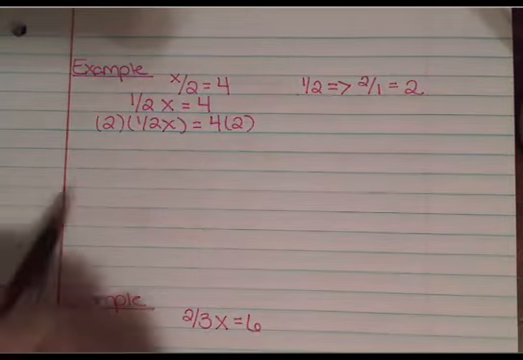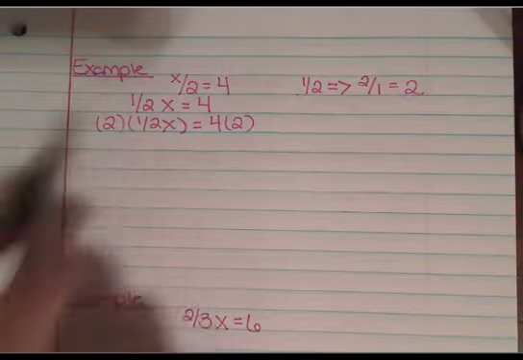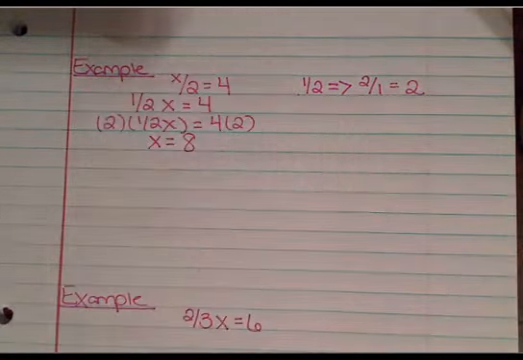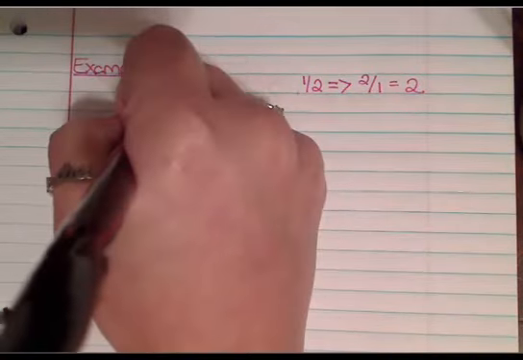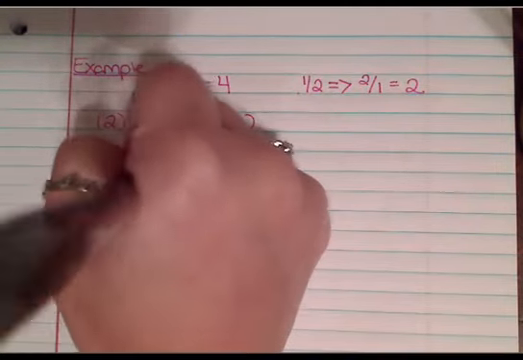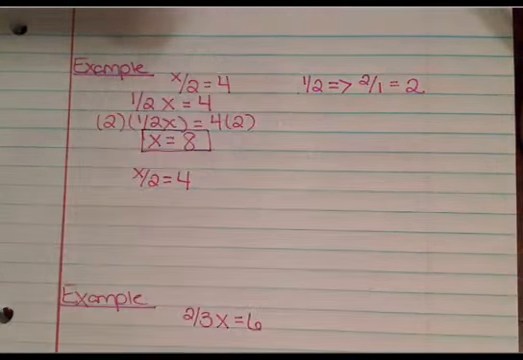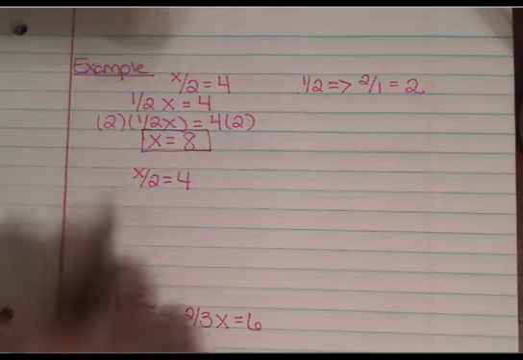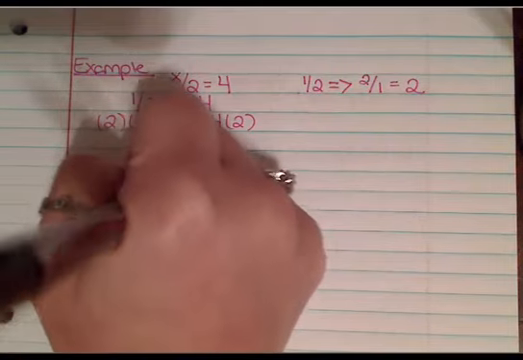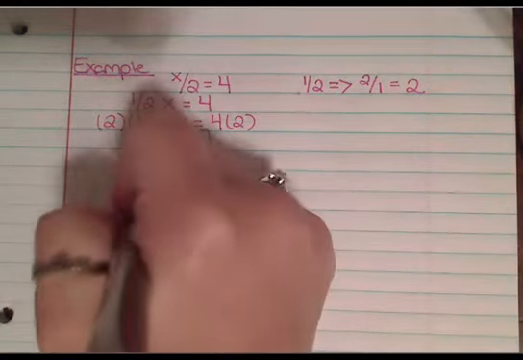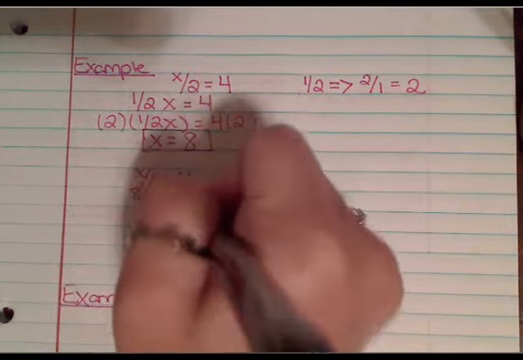2 times 1/2 would just go to 1. And then 4 times 2 is 8. So I get x equals 8. Again, you want to check all of your answers. So anywhere there's an x in my original problem, I'm going to put in an 8. So it'd be 8 over 2 equals 4. 8 divided by 2 is 4, and that equals 4, so I got that correct.